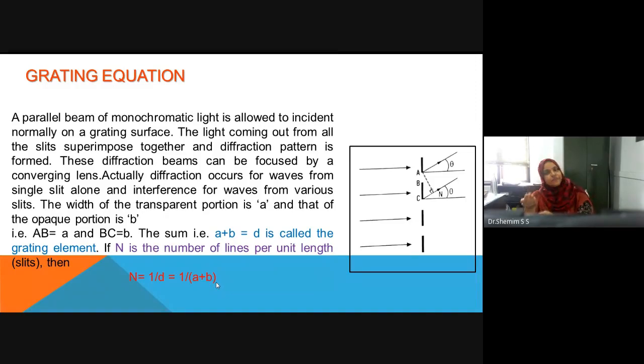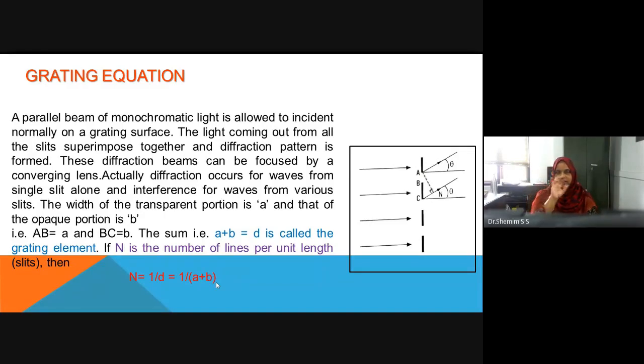What is the grating element? It is the sum of the widths of the transparent portion and the opaque portion. The reciprocal of the sum gives the number of lines per unit length. Always remember capital N as the number of lines per unit length, and we will take capital N0 as the total number of lines or slits. From here onwards, whenever I say capital N, think of it as the number of lines or slits per unit length, and N0 is the total number of lines on this grating.